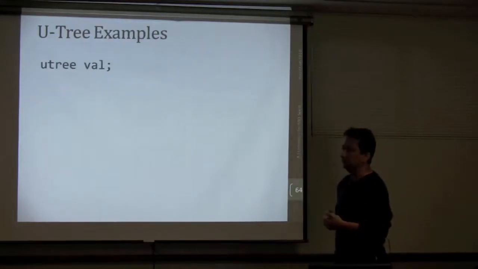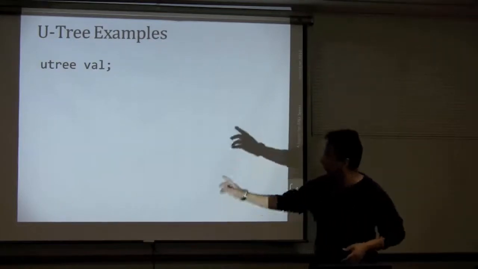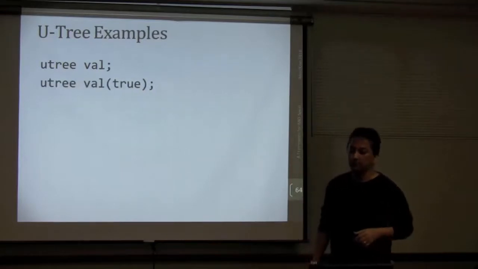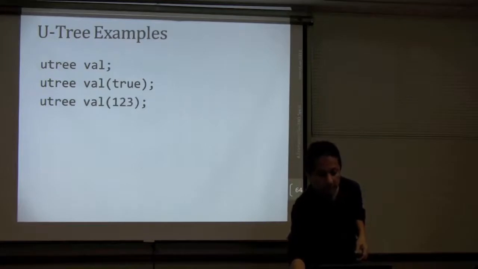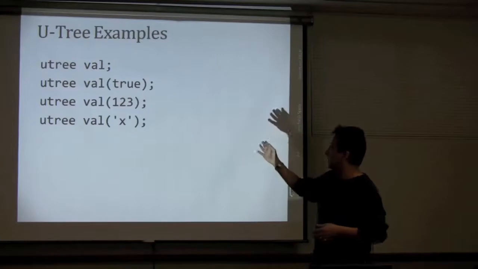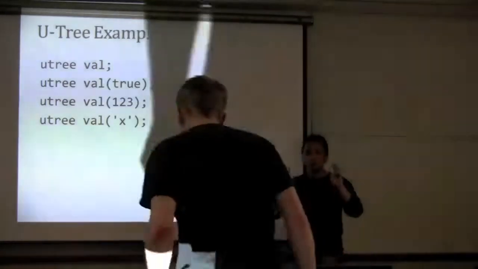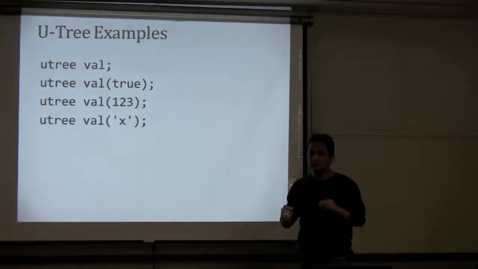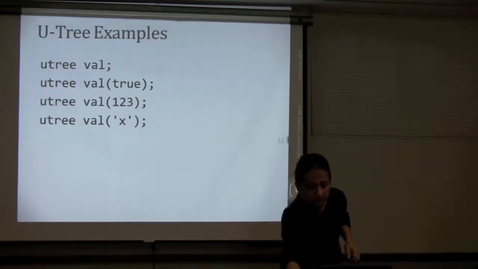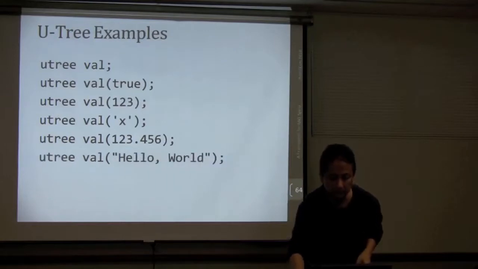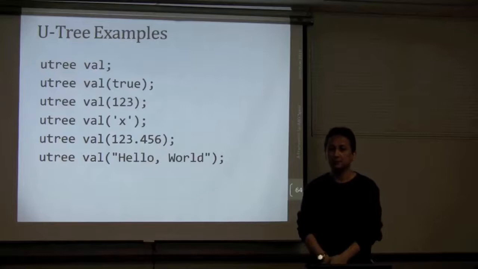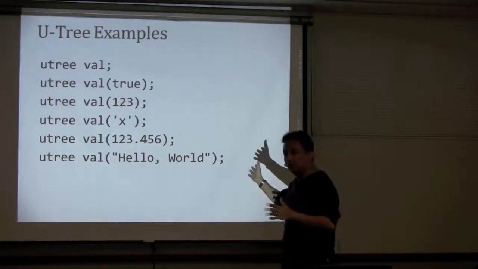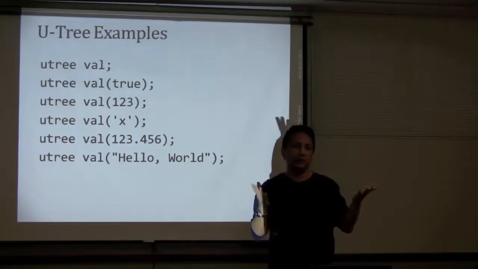So here are some U-tree examples. We are in C++ land, so here's the default constructed U-tree, that's a nil U-tree. Here, that's a Boolean U-tree. An integer, a char. But I should mention that there's no char in the discriminated union that I presented a while ago. So that's converted to a string. A double and a string. What would you do with a wide string? Oh, I'm glad you asked that, because internally all strings are represented as UTF-8. So there you go, it's Unicode.